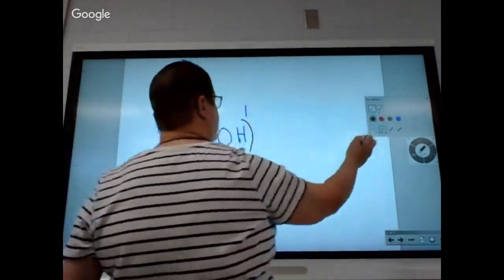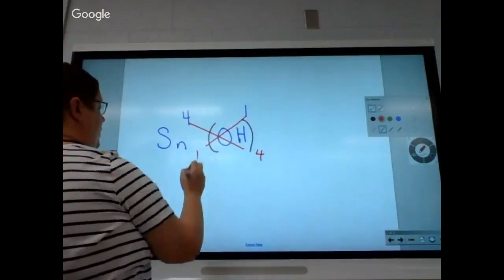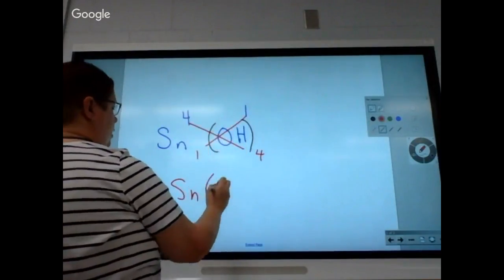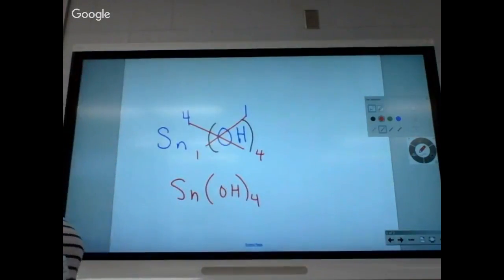So once it's in parentheses, then crisscross. 4 comes over here. 1 comes over here. You have Sn(OH)4. But without the parentheses, it's not right. And the reason for that will be a math reason that we'll talk about, what's today, Wednesday. Best guess would be Friday.